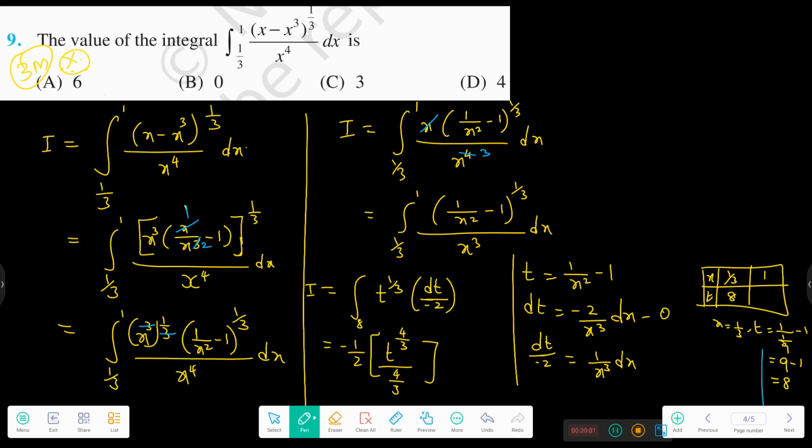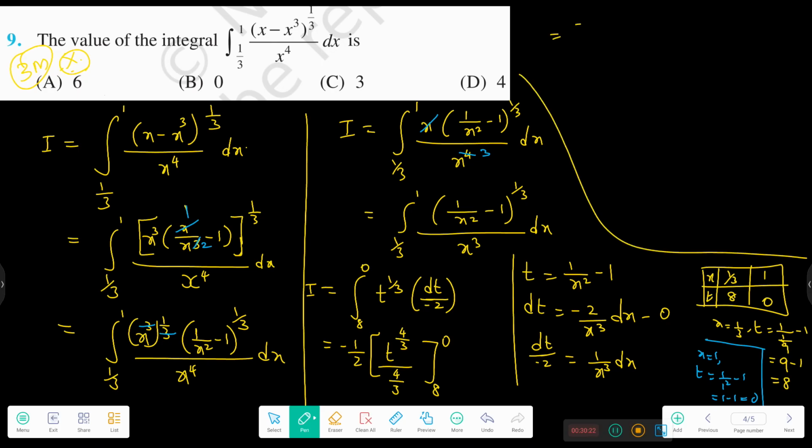And what about the upper limit? Let me find. Suppose x value is 1, then t is equal to 1 by 1 square minus 1, that is 1 minus 1 equal to 0. So here the upper limit I am getting is 0. So the limits are 8 to 0.